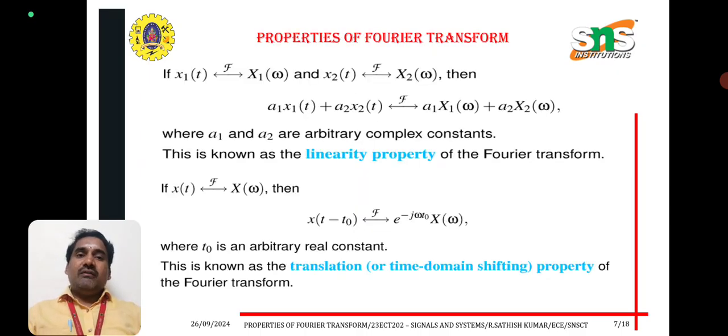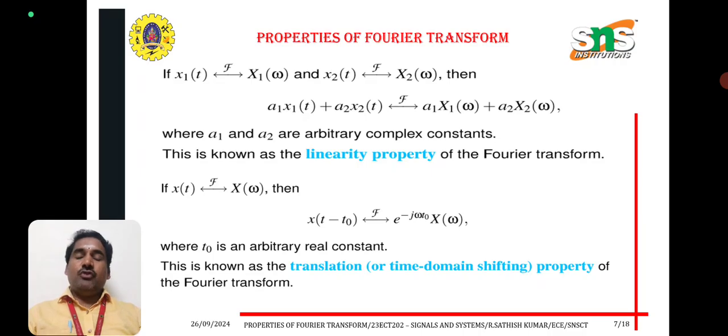Next, first we can see the linearity property. x1 of t Fourier transform pair with X1 of omega, x2 of t Fourier transform pair with X2 of omega, then a1 into x1 of t plus a2 into x2 of t Fourier transform pair with a1 into X1 of omega plus a2 into X2 of omega. a1 and a2 are arbitrary complex constants.